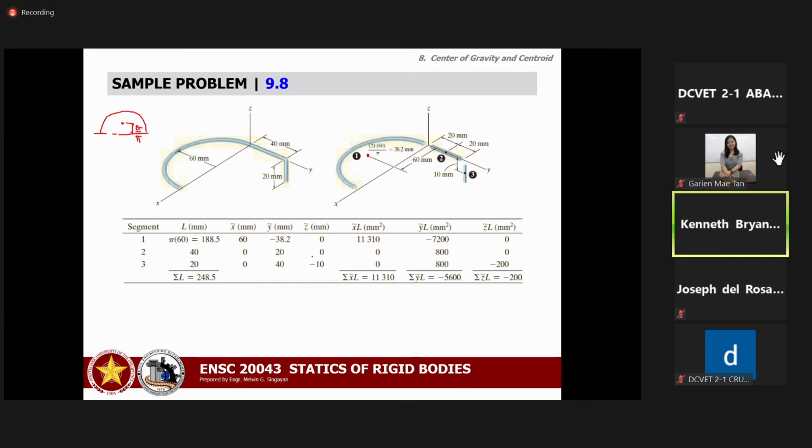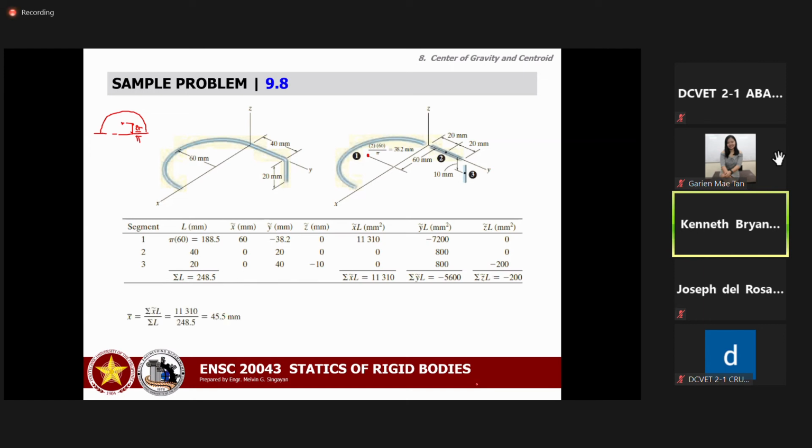We can now get the products x curl times L, y curl times L, and z curl times L. By multiplying those, we have these values. The summation of x curl times L is equal to 11,300. The summation of y curl times L is negative 5,600, while the summation of z curl times L is equal to negative 200.